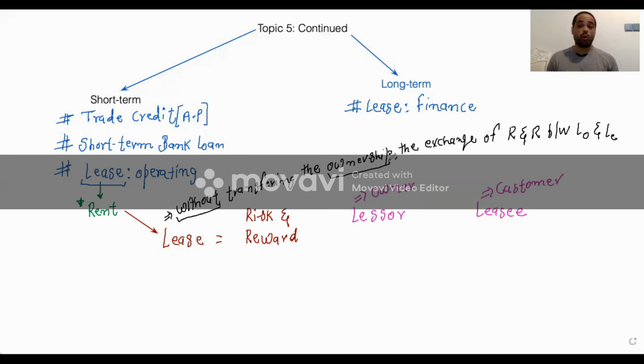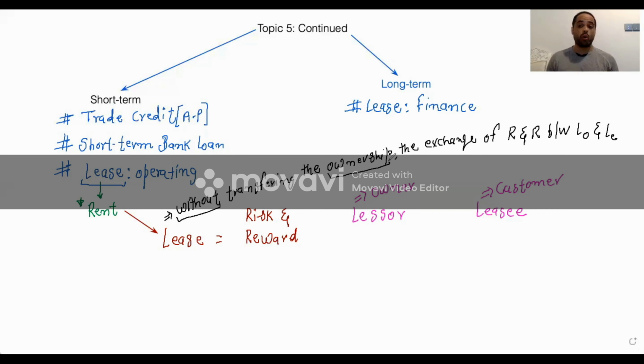Now, what does it mean? What is the example of operating lease? An example of operating lease, we have some other examples here, but I'm giving you a very simple example. The example could be a hotel room. So you know that whenever we travel to another city or country, we stay in a hotel, right? So hotels are examples of operating lease. How can we understand hotels are examples of operating lease? How do we know that?